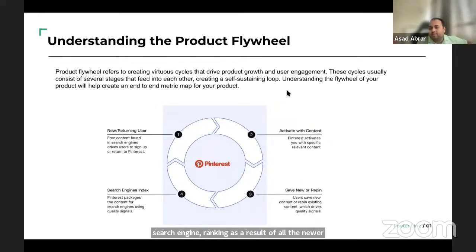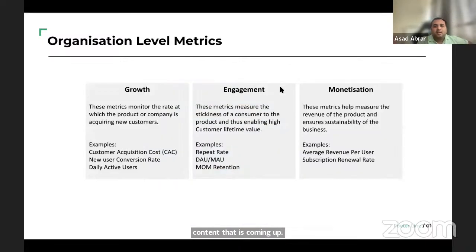Okay, so this is the product flywheel. Now, this is something that I'm assuming is clear to users on the flywheel side. Is there any question? Please put it up on chat. Okay. Now, typically, this is the GEM framework.